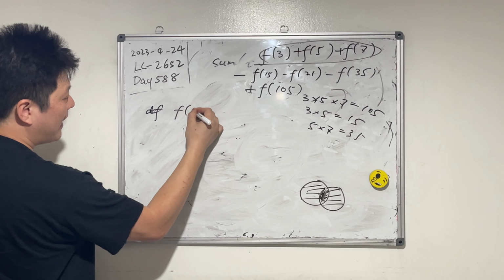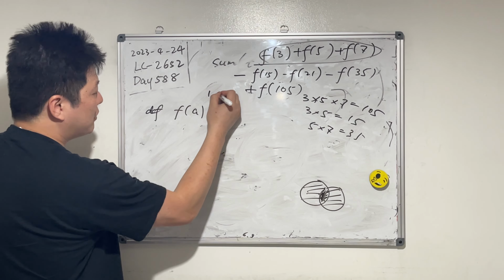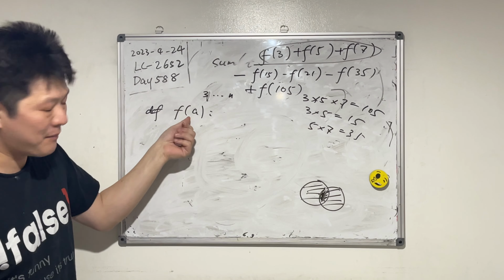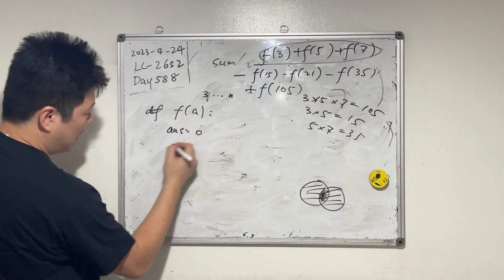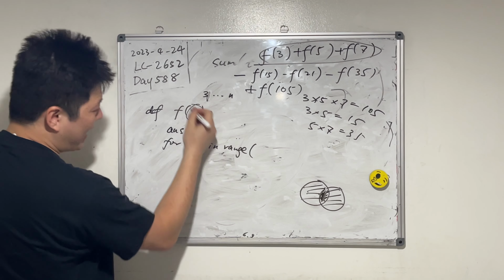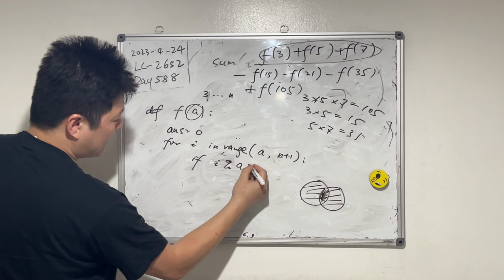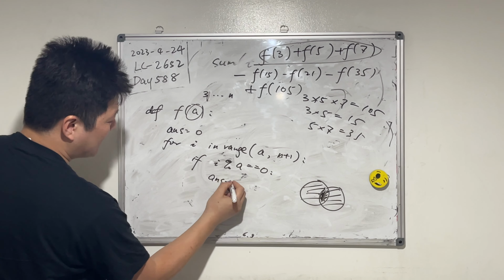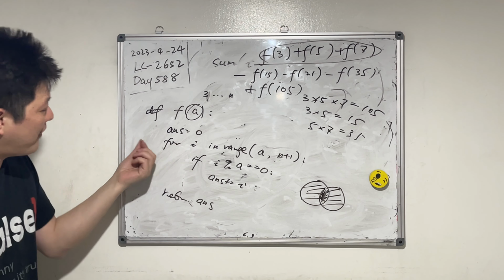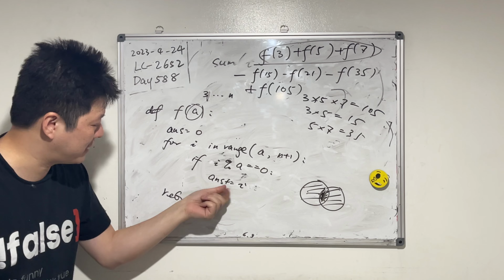Define f(a). We want to find out all the numbers between 1 to n, actually 3 to n, that can be divisible by this number a. So divisible, answer equals 0. For i in range, actually we start from a to n plus 1, n inclusive. If i can be divisible by a, then answer plus equals i. Return answer. The f function means that we want to find all the numbers between a to n inclusive. If this number can be divisible by a, then we sum it, right?